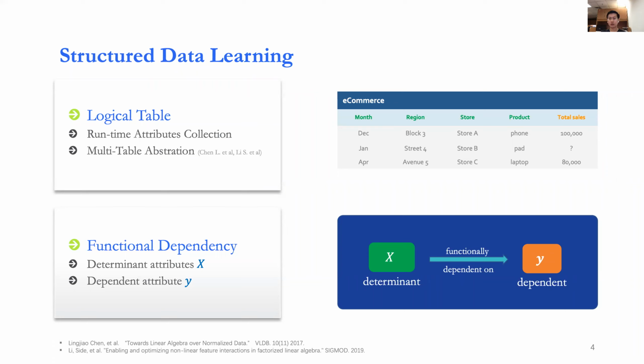The right-hand side illustrates the example logical table extracted from the 3 corresponding tables of the previous e-commerce example, which contains 5 attribute columns. Functional dependency. Formally, from the perspective of relational database, the learning problem of structured data is to model the functional dependency of the dependent attribute y on the determinant attributes x, namely a predictive function f from x to y, where x is typically called the feature vector and y is the prediction target.